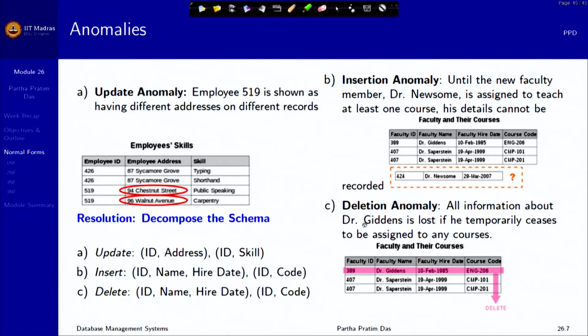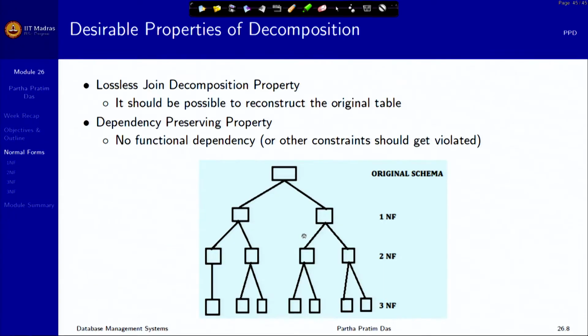Here are examples of anomalies. We have already discussed this. These are slightly different examples. You can just go through and recap the notions of anomalies, or you can go back to the earlier module and check on that. There is the possibility of insertion anomaly, deletion anomaly and update anomaly, and we will have to avoid all of that.